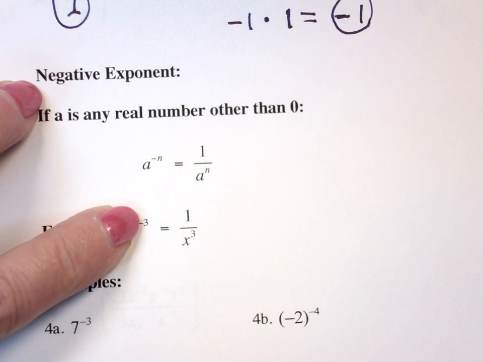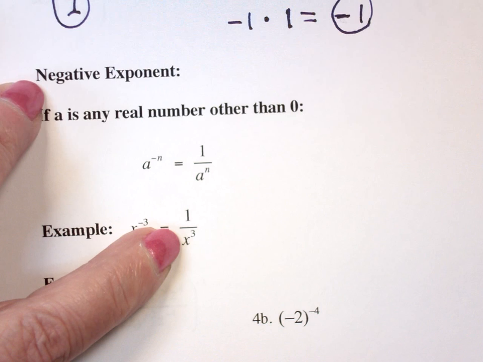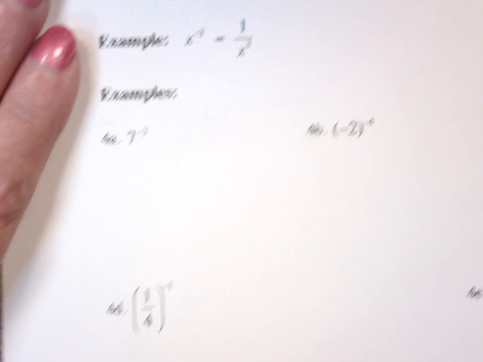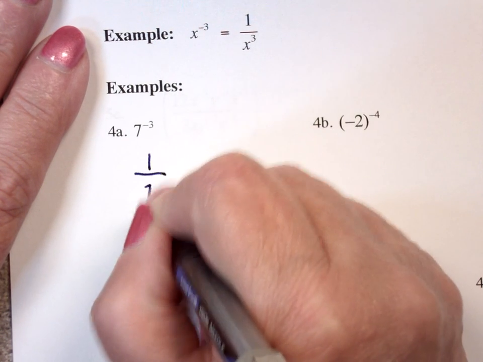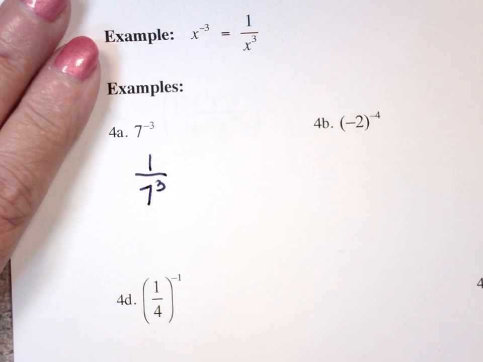So that x to the minus 3 is 1 over x cubed. It says, you move it to the other place. So 7 to the minus 3 says it's going to be 1 over 7 cubed, and I would multiply it out. You can if you use your calculator.